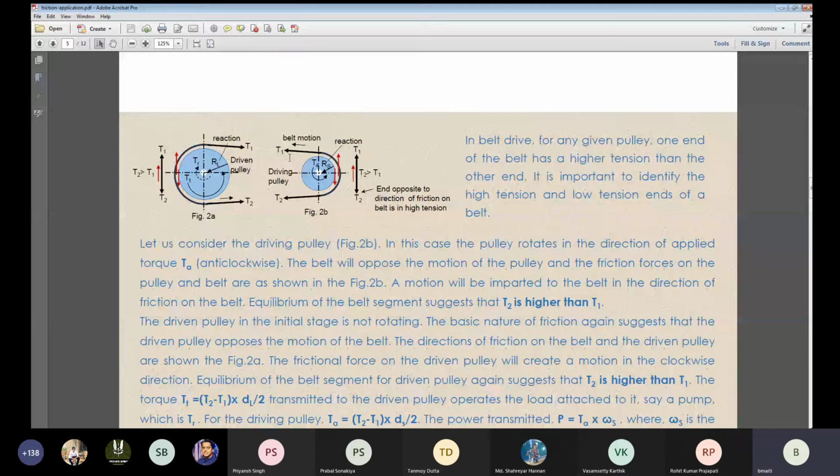Sir, T2 minus T1 is equal to downward friction, no? T2 minus T1 into what friction you told? Equal to what? Downward friction. I could not understand, what do you mean by downward friction? On the belt it is upward force, and on the driving pulley it is downward.